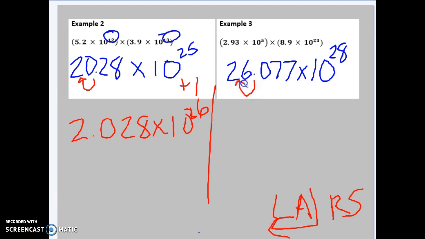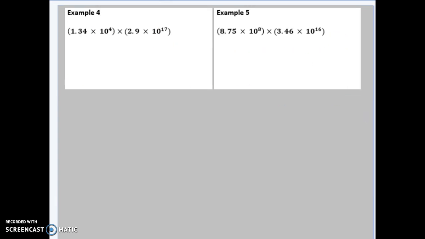I have to move my decimal 1 to the left, and as we follow LARS, left you add. So we need to add 1 because I moved my decimal 1 spot to the left. So my final answer would be 2.6077 times 10 to the 29th power.